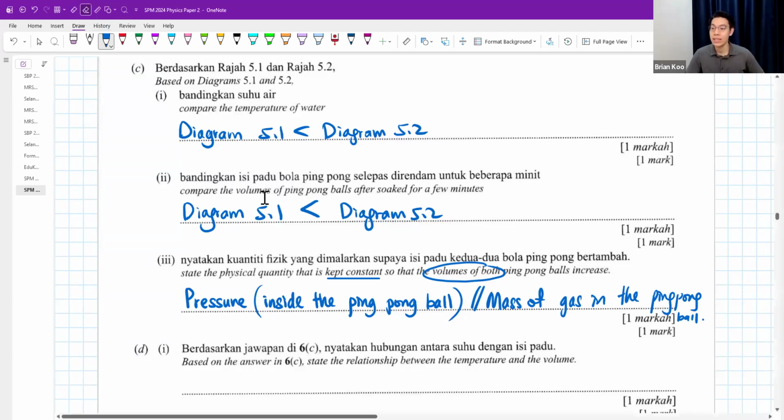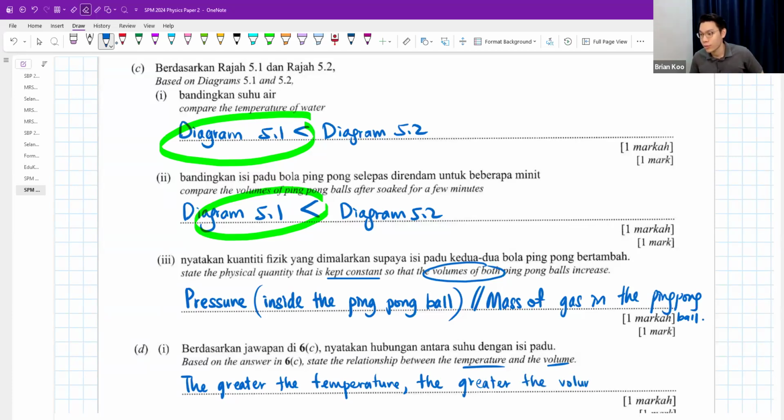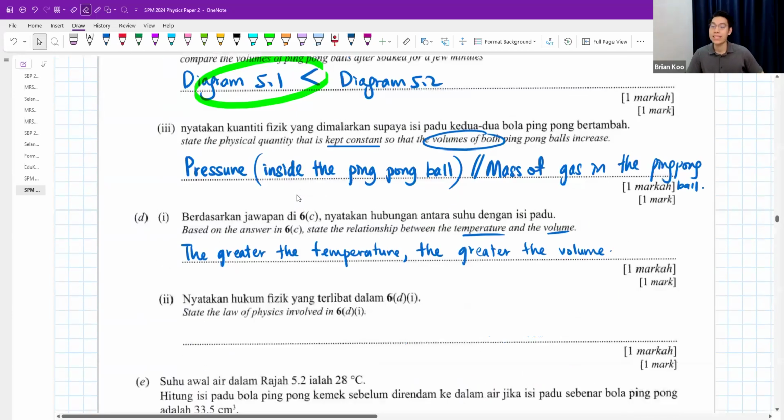Then based on diagram 6C, state the relationship between temperature and volume. Temperature smaller, volume also smaller, or bigger, bigger. Okay, the greater the temperature, you can write temperature of gas also, the greater the volume. Okay, and then state the law of physics involved in D1. This is Charles' law. This is Charles' law.